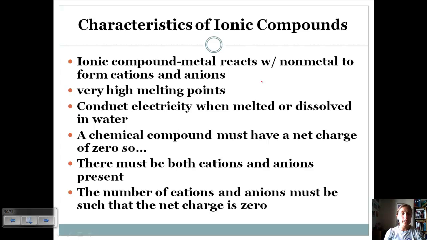And so the number of cations and anions must be such that the net charge is 0. We could have different amounts of them because their charges are going to be different. But overall, it has to add up to 0.